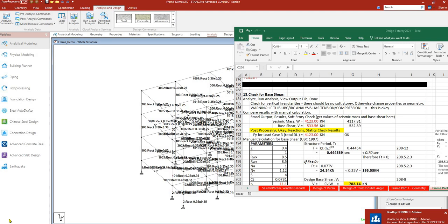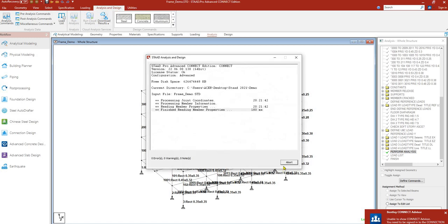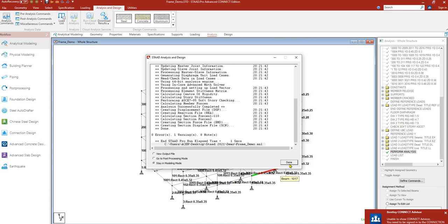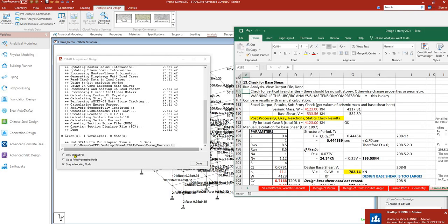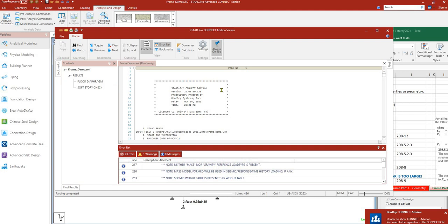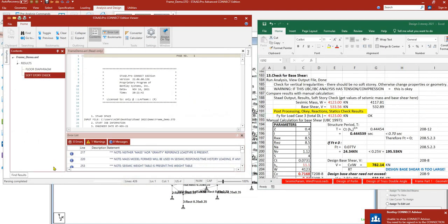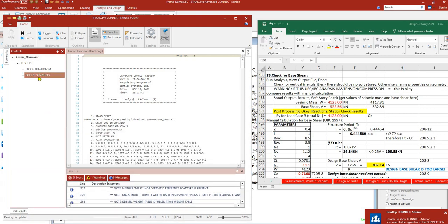Welcome back, class. Ngayon, ang gagawin naman natin ay we will be checking for base shear. So, let us analyze. View output file. And then, click natin tong soft story check. Okay, so maximize lang, palakihin lang natin yan.